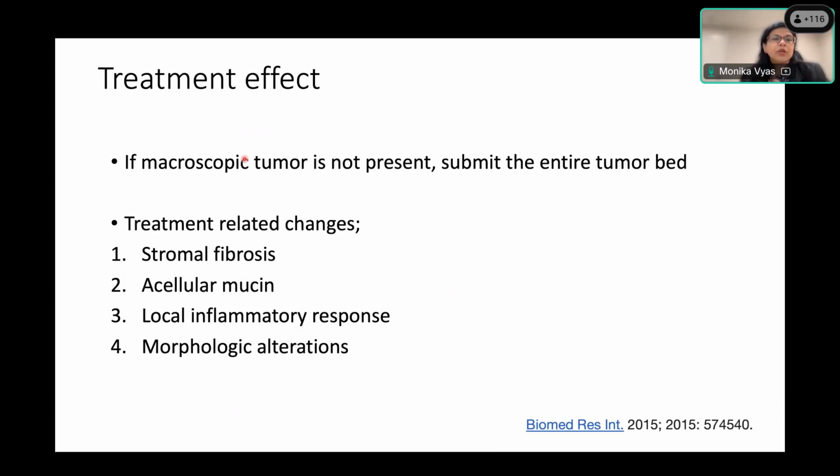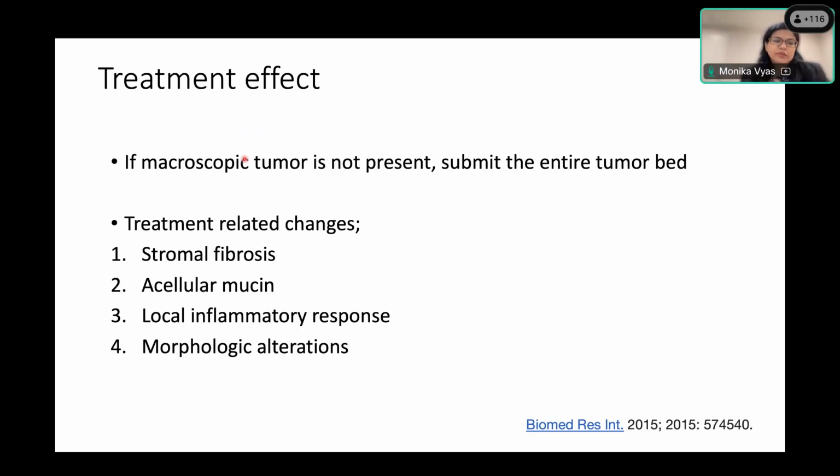So moving on to treatment effect, not uncommon to see treated tumors these days, right? And it becomes very difficult to grossly evaluate for tumor after a tumor has been treated preoperatively. So if macroscopic tumor is not present, we advise submitting the entire tumor bed, because you never know where residual tumor will be in that fibrotic area. And then there are some treatment related changes which you need to be aware of.